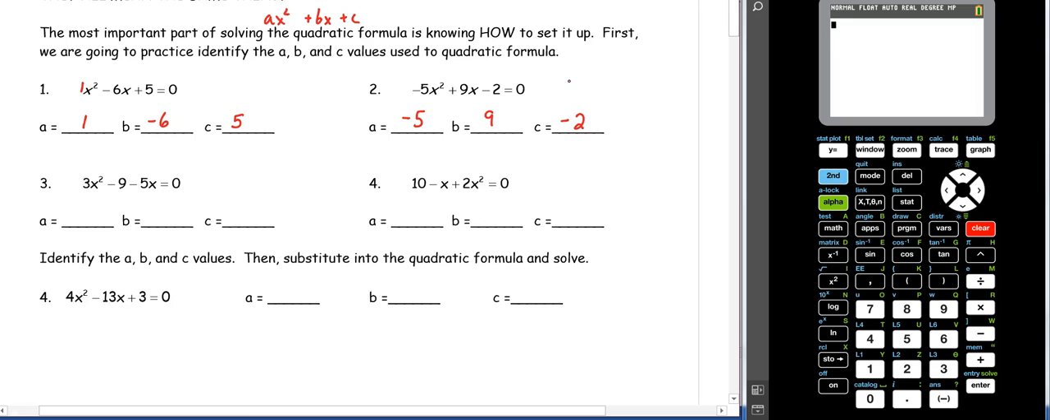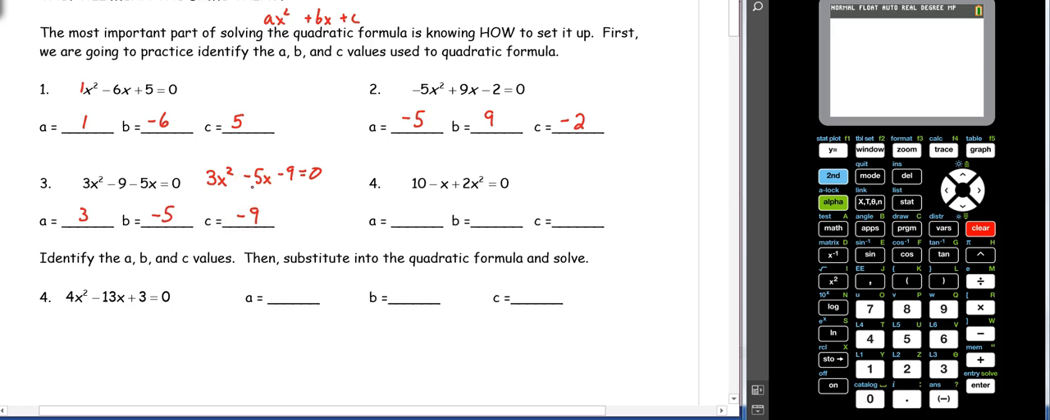So first we need to move things around. We're not going to switch the signs, we're just going to move things and switch the order around. So x squared needs to come before the negative 9. So we have 3x squared minus 5x minus 9 equals 0. Now I can identify my a, b, and c values. The a value is what's in front of the x squared, so 3. The b value is what's in front of the x, negative 5, and the c value is by itself, negative 9.